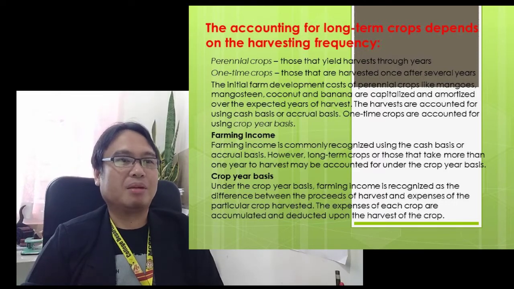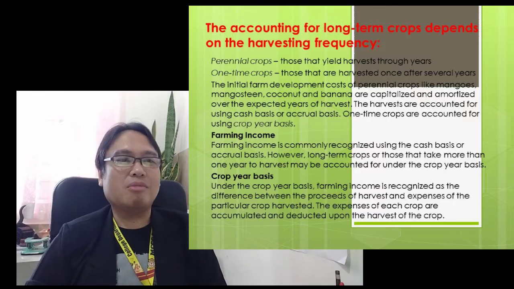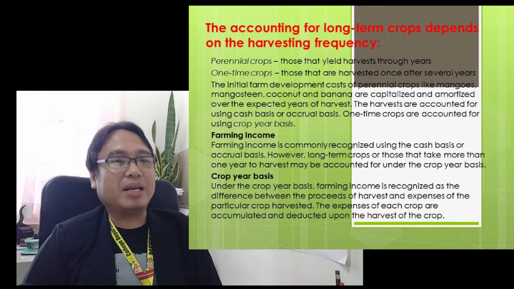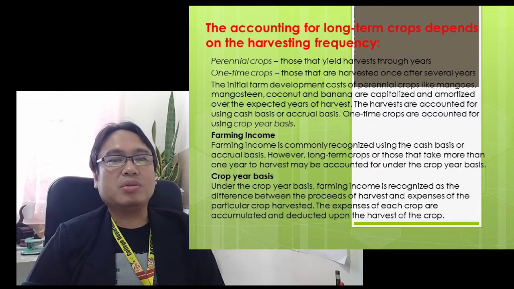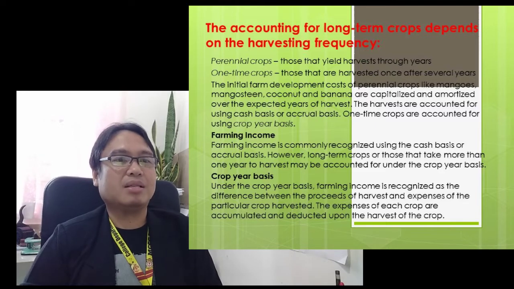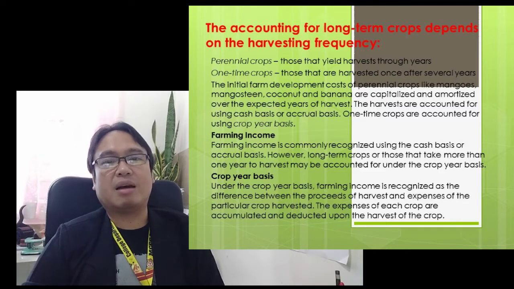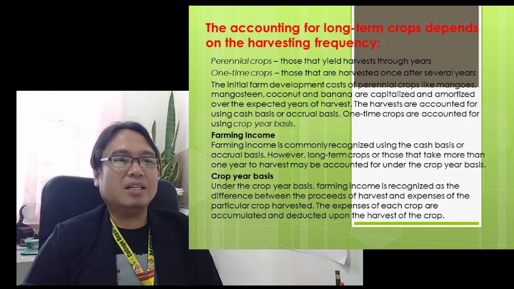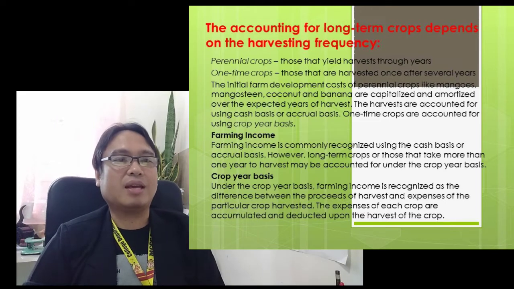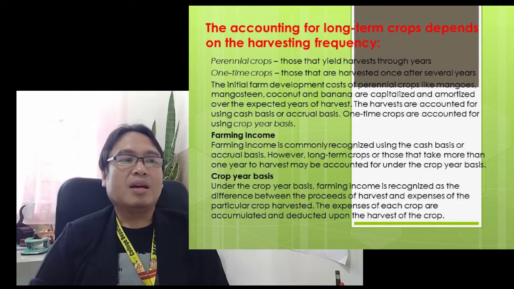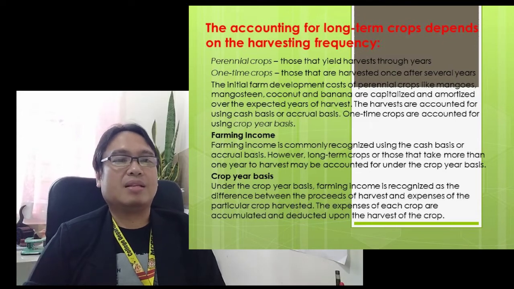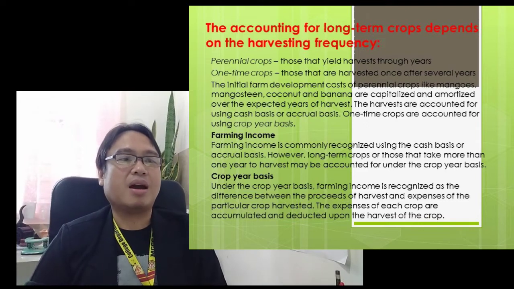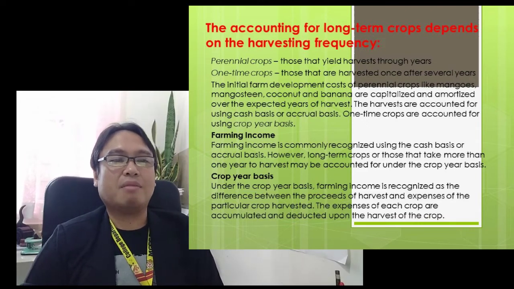The farming income is commonly recognized using the cost basis or accrual basis. However, long-term crops, those that take more than 1 year to harvest, may be accounted for under the crop year basis. Under the crop year basis, farming income is recognized as the difference between the proceeds of harvest and expenses of the particular crop harvested. The expenses of each crop are accumulated and deducted upon the harvest of the crop.